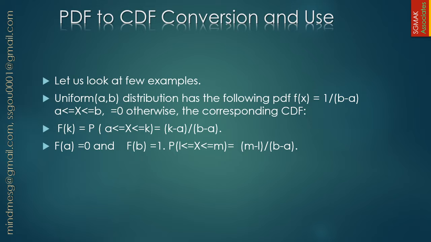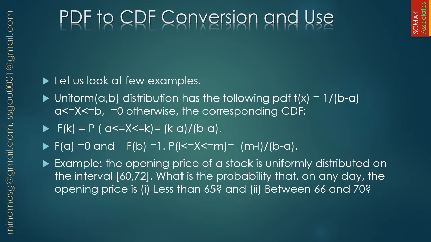Probability the random variable takes value between two arbitrary values L and M is given by M minus L divided by b minus a. Let's take a look at an example. The problem statement says the opening price of a stock is uniformly distributed on the interval 60 and 72. It can take any values between 60 and 72. All values are equally likely. What is the probability that on any day the opening price is less than 65 or between 66 and 70?